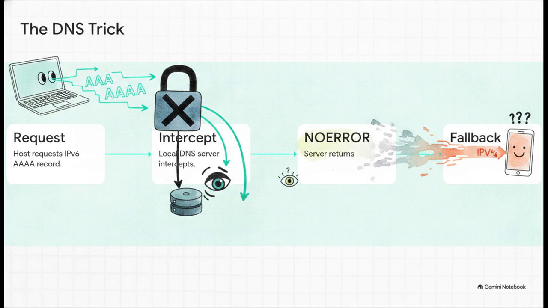Step 1. The host asks the DNS server for an IPv6 address, which is known as an AAAA record. Step 2. Your local enterprise DNS server intercepts that request. Step 3. This is the trick. Instead of saying the record doesn't exist, the server returns a no-error code but provides absolutely zero data. So in Step 4, the host algorithm instantly gives up on IPv6 and just happily falls back to IPv4.